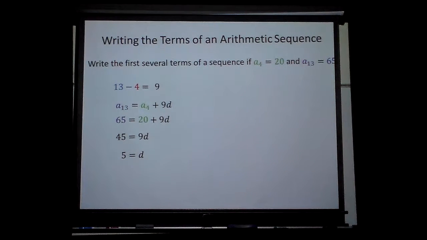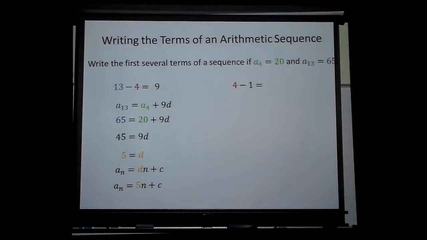In other words, it's just like finding the slope. Exactly like slope. All right? So once I find the slope, or in a sense the difference, there were 9 terms between them, I know that the difference now is 5. Okay, but I don't know my starting point. Oh, but can I find my starting point? Let's think about what we know. We know that d is 5, so we can plug that in.